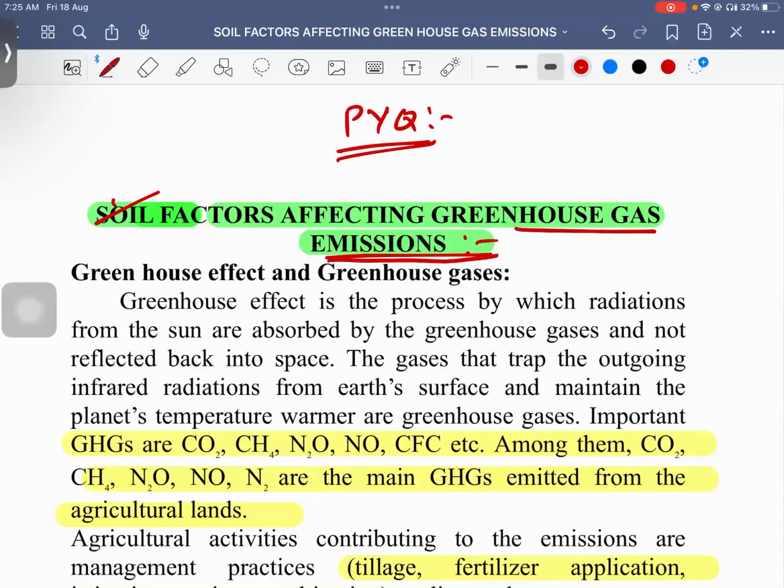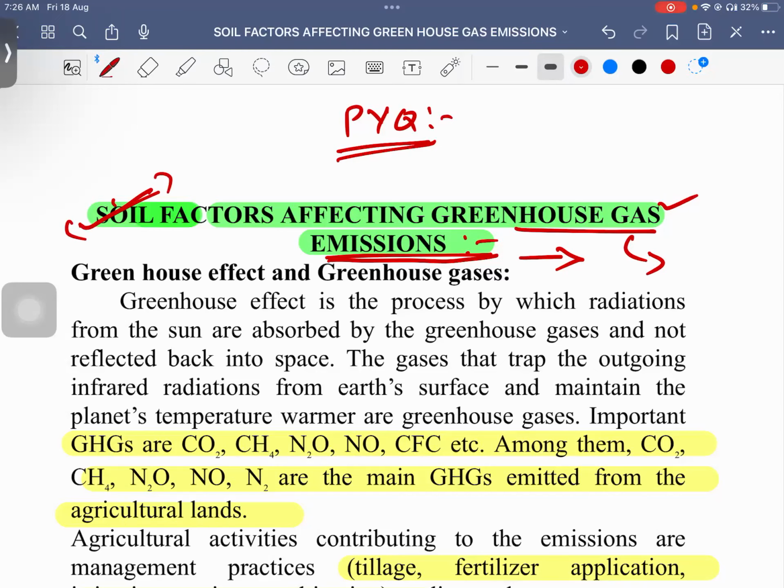Hello everyone. So here we are going to discuss the topic of soil factors affecting greenhouse gas emission. This topic usually doesn't get much content, and it is very important because it is also related to the ecology part of paper one. It comes under the soil science part, but it is also useful for the ecology part of paper one. That I'm just saying.